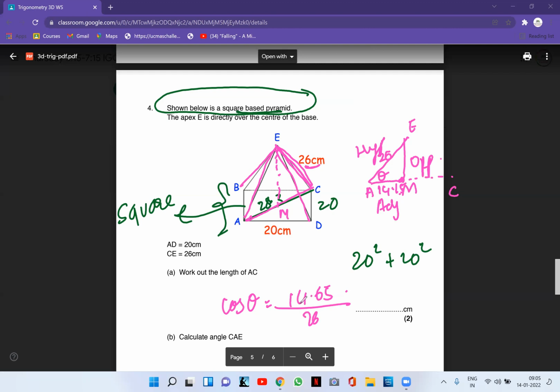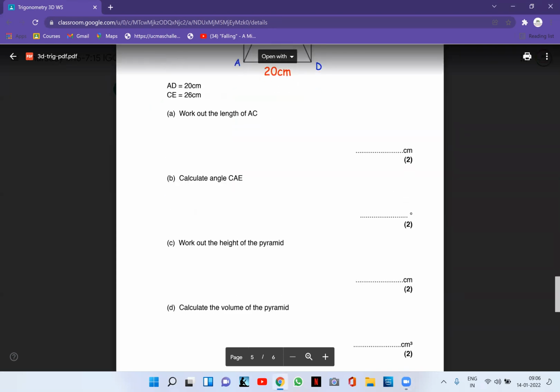So that means we have got that as, sorry, this is 14.15 divided by 26. And then I want theta, so cos inverse. So shift cos inverse. So when we calculate that on a calculator, what is our theta? It is 47.05. So I have got my theta as 47.05.